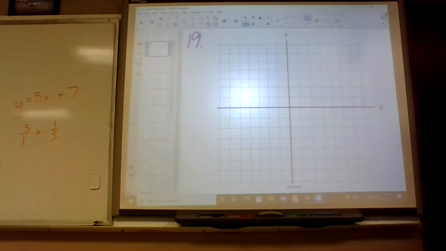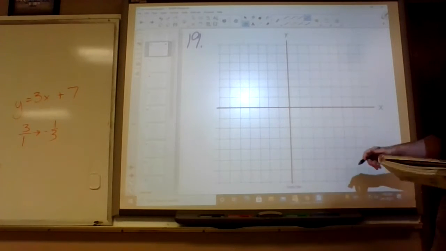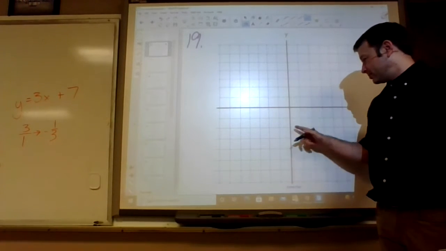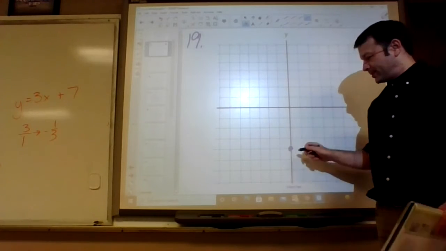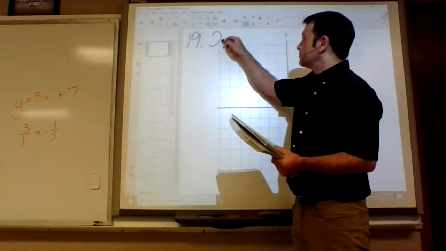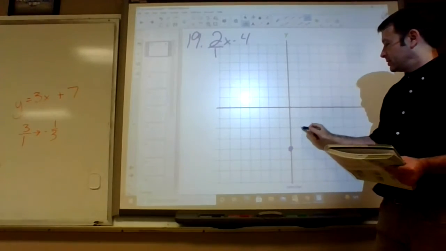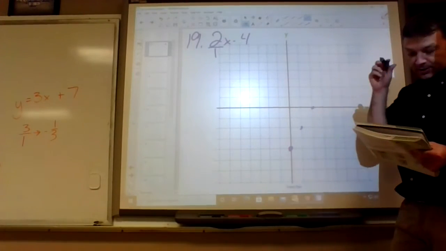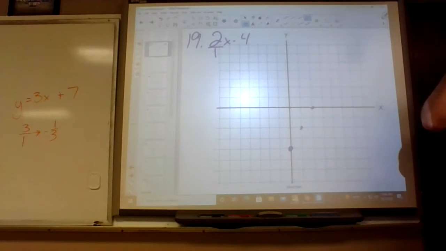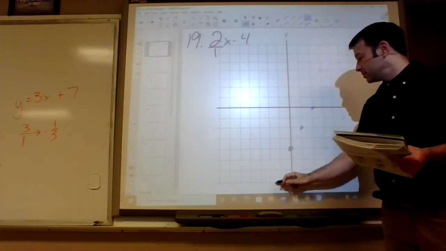Y is greater than or equal to 2x minus 4. Where are we going to start? At -4, down 4: 1, 2, 3, 4. Where are we going to go from there? Up to the right 1. Dot, dot. Is that line going to be solid or dashed? Solid.